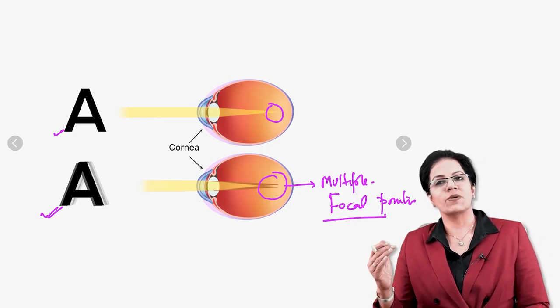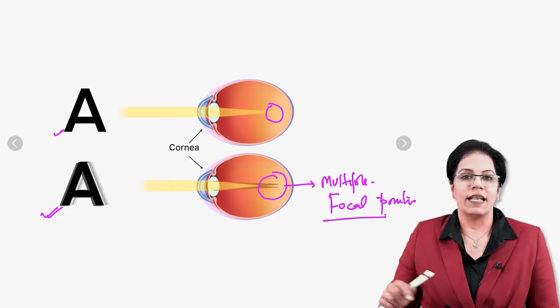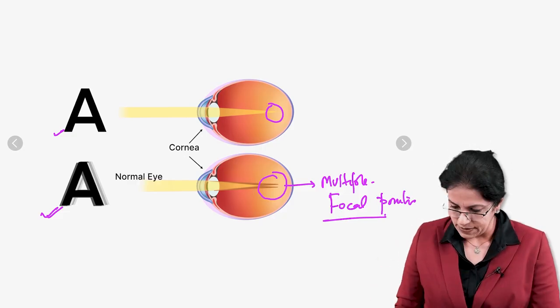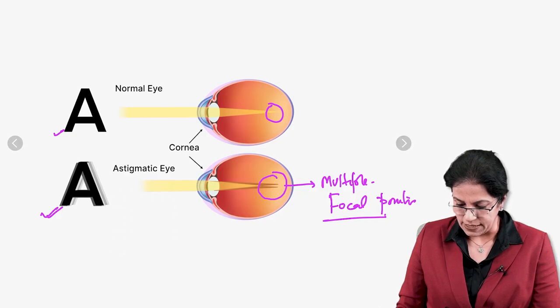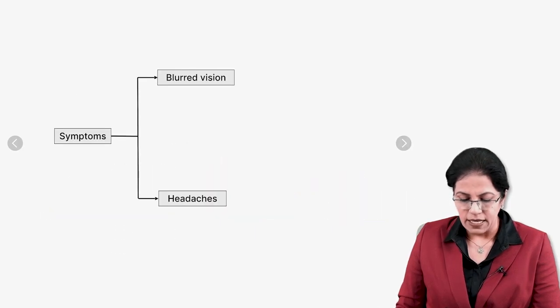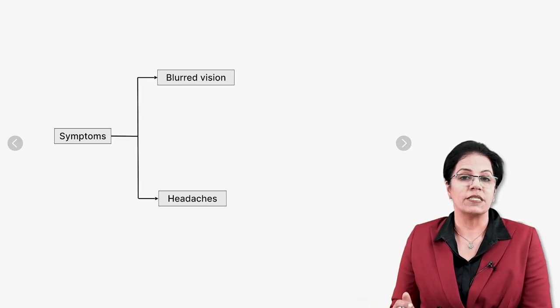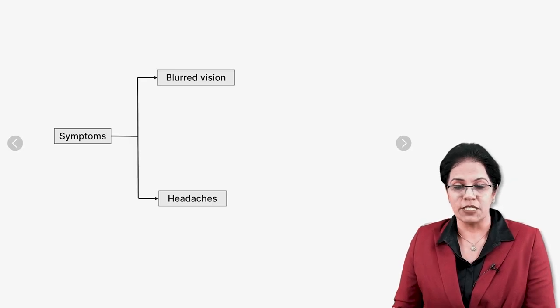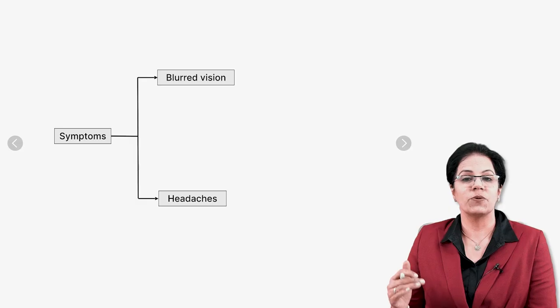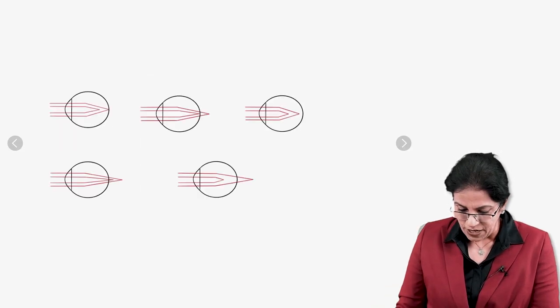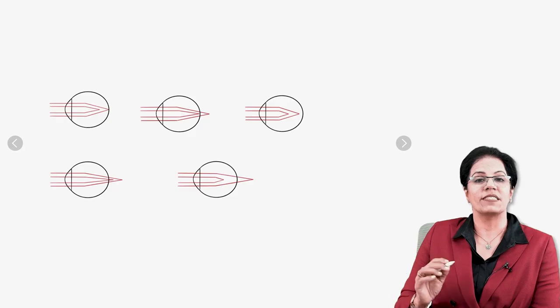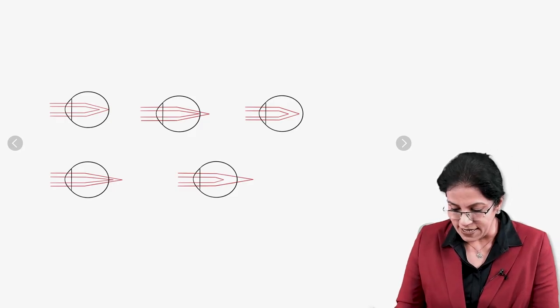What is very important is to classify astigmatism, and let's see what questions are asked here. So this is normal, this is an astigmatic eye. Before that, how will a patient of astigmatism present? Definitely there is going to be blurred vision and headache. Headache is due to eye strain. We now talk about classification, which is absolutely very important to learn and understand.